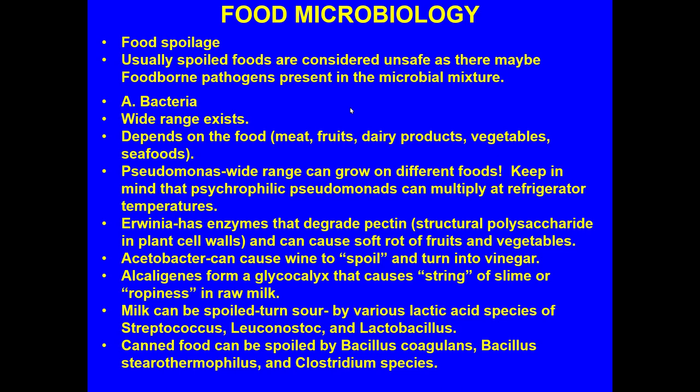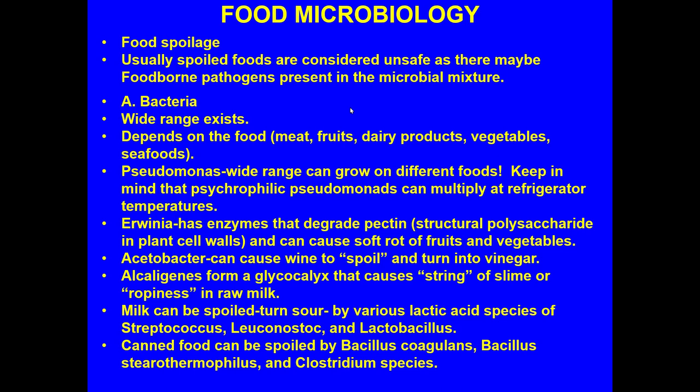That's why you have to keep in mind that psychrophilic pseudomonads can multiply at refrigerator temperatures. Erwinia has enzymes that degrade pectin. Now, that's a structural polysaccharide in plant cell walls. In essence, Erwinia is the type of organism that will soften up fruits and vegetables and lead them to go bad. Acetobacter can cause wine to spoil and turn into vinegar.